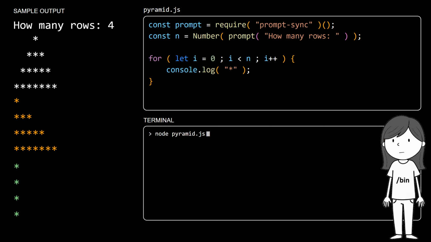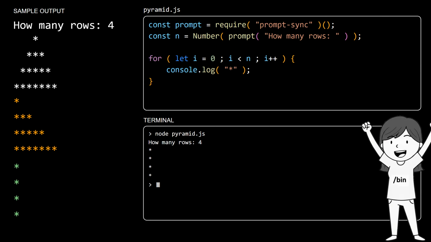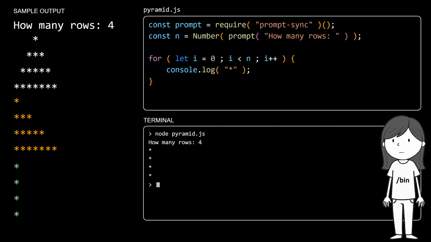Okay, let's run the code. We input 4 rows, and there we go. We printed 4 lines with 1 star on each line. It's a small victory, but we'll take it. Now, how can we print the right number of stars on each row?